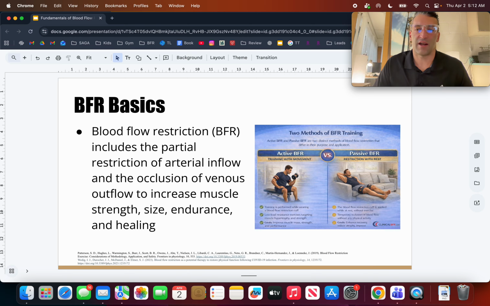Blood flow restriction in a nutshell, what it means, right? There's 2 types that we'll talk about next, active and passive. But BFR, all BFR includes the partial restriction of arterial inflow and the full occlusion or the full restriction of venous outflow. And that's in an effort to produce increase in muscle strength, mass, endurance, and healing.